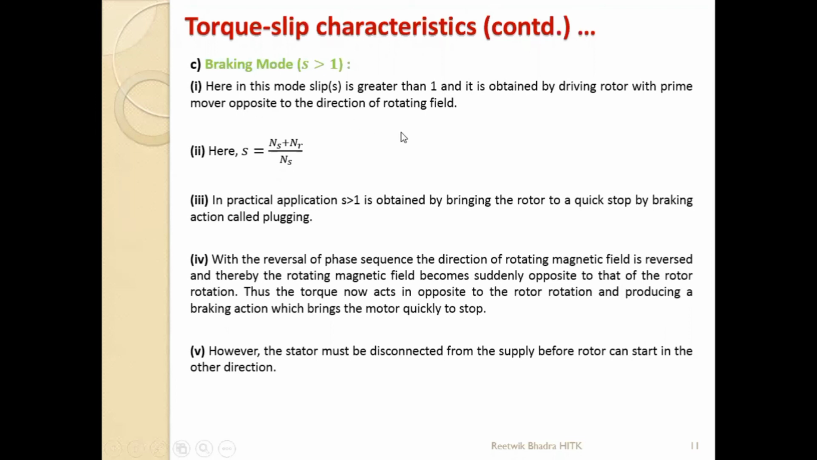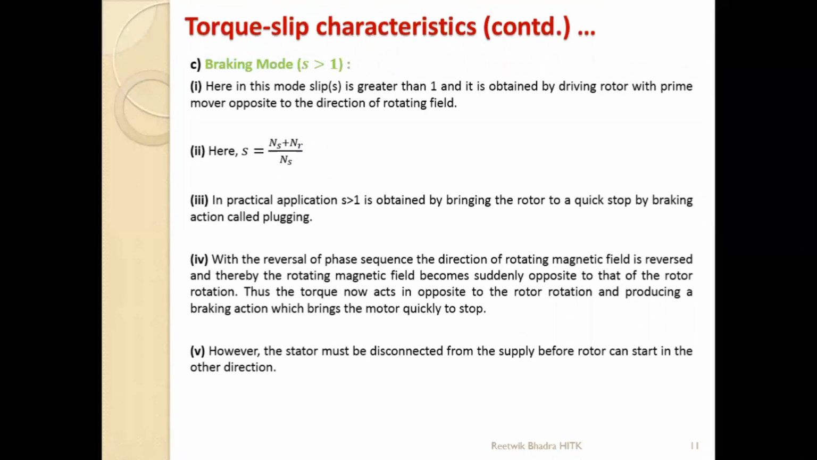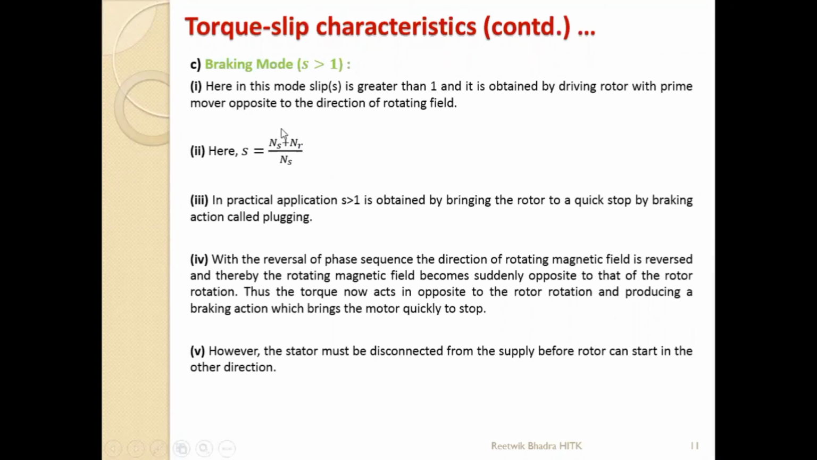This is the prime concept. NS is the rotating magnetic field, and when the rotor moves in the same direction, its relative speed is NS minus NR. But if I forcefully make the rotor rotate in the opposite direction, the slip S is equal to NS plus NR. How is this brought about? We want to make the rotor stop suddenly. For that we apply a braking action called plugging.